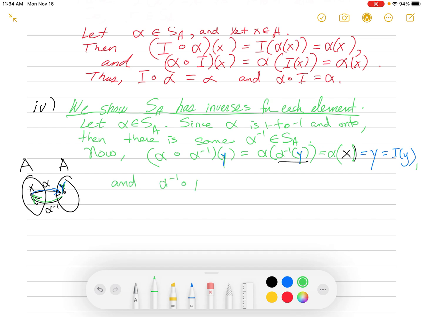And also, we can compose the other way: alpha inverse composed with alpha. Let's do a red x here. So let's say I start off with the red x. That's going to be alpha inverse of alpha of x. What's alpha of x? I take x and go forward to y, and what's alpha inverse of y? Well, alpha inverse takes y back to x. In other words, I of x.